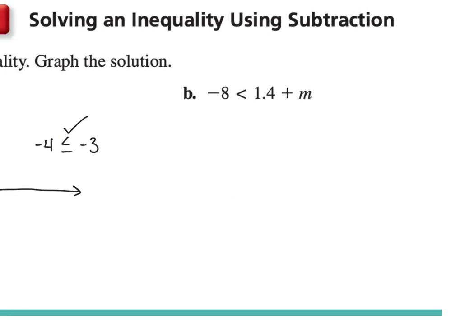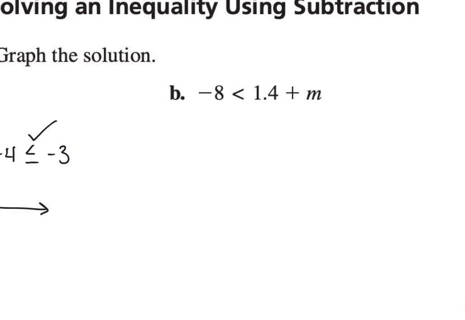Okay, B, we've got negative 8 is less than 1.4 plus m. So what we're going to do here is the exact same thing, but our variable is m, and now it's on the right side. Does this change anything other than working with the right side? Absolutely not, people. Same exact process applies. So how do we get that 1.4 out of there? Well, the operation going on between the 1.4 and the m is addition, and the 1.4 is positive. So guess what? We have to subtract it. We're going to take away 1.4 from both sides.